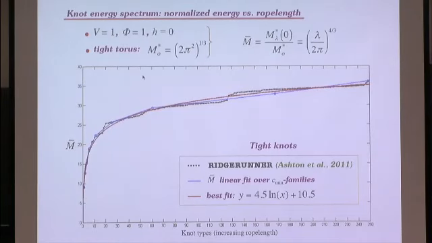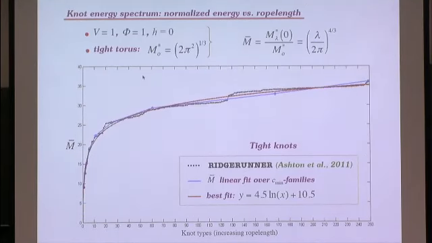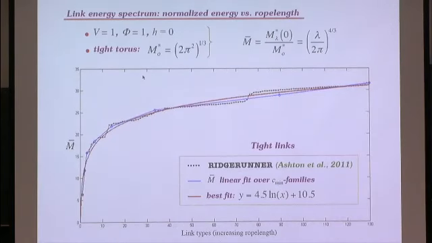And what is also nice to notice is that this expression here is independent, to a great degree of accuracy, of the fact that we consider knots or links. So again, we resorted to the data provided by Ridgerunner, and the best fit for links is almost identical to the best fit for knots.